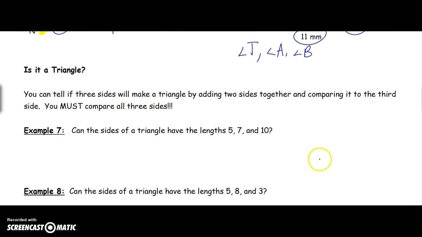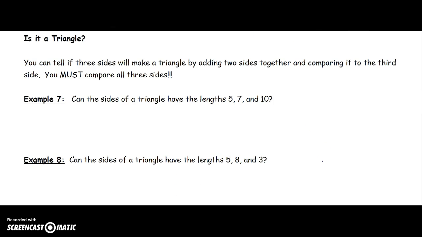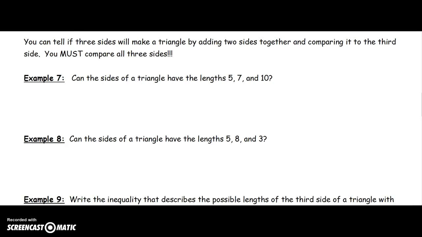Another thing we need to know is to find out if your triangle is actually a triangle, or is it just 3 sides that don't connect. In order to tell if it is a triangle, you must compare all 3 sides. It says, can the triangle have side lengths of 5, 7, and 10? You're going to take 2 sides and add them up. Those 2 sides must be greater than that third side. Well, 5 plus 7 is 12, and 12 is greater than 10. Do you agree with that?